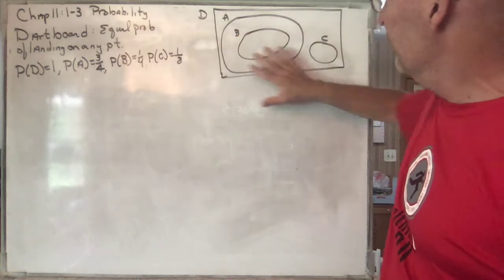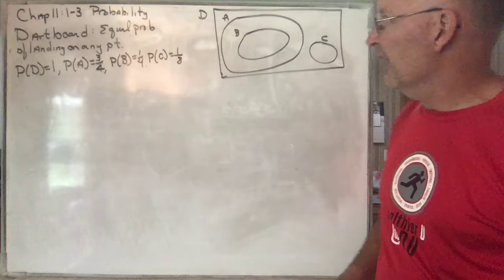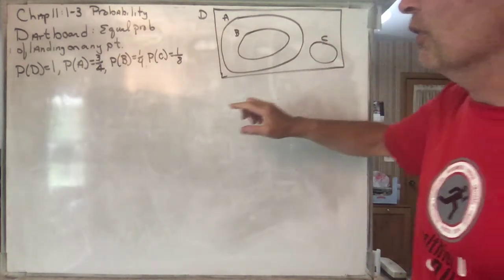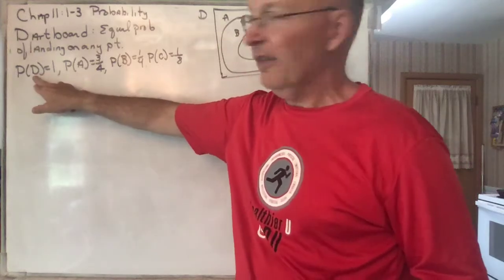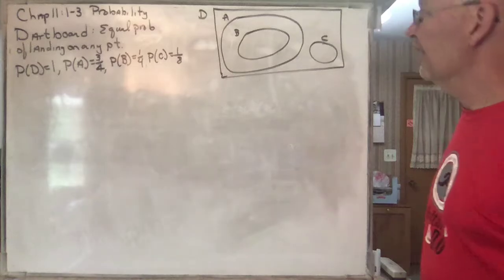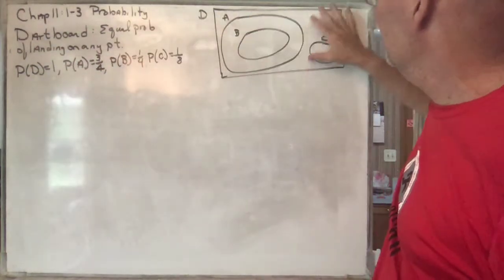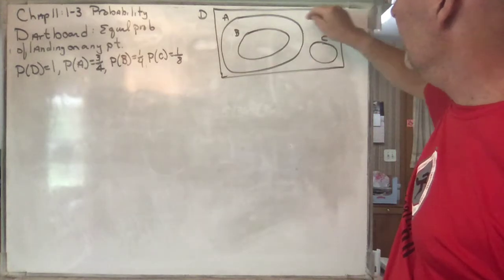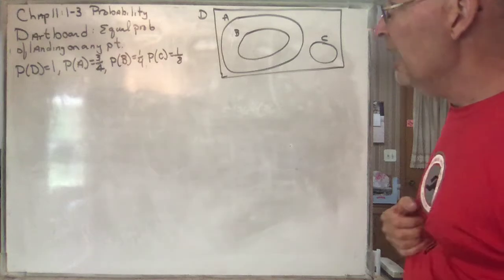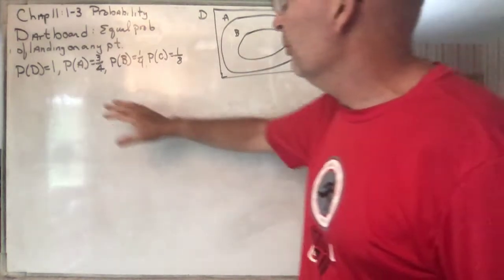So think of this as being a big dartboard. Use D for dartboard. And assume that every time you throw a dart, you're always going to land somewhere on the dartboard. So the probability of hitting the dartboard is 1. Okay? You're always going to hit the dartboard. And then we'll also assume that the probability of landing on any point in this dartboard, they're all equal. So no matter what spot you are, the probability of landing is the same.